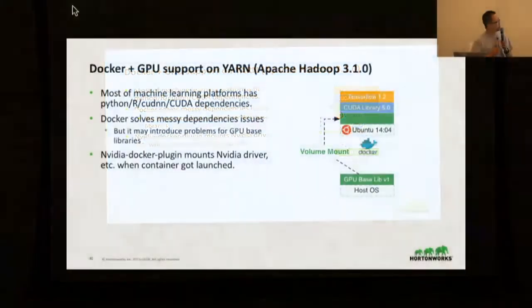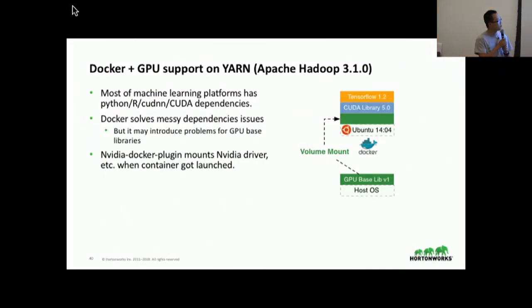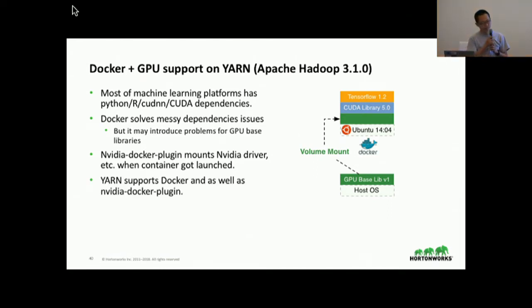So instead, we use the NVIDIA Docker plugin, which will automatically mount the NVIDIA driver, etc., when the container gets launched. Like the picture on the right, in the Docker image you don't have to worry about the GPU driver. The NVIDIA Docker plugin will just mount it to the Docker container when the container is being launched. So this can solve a lot of dependency issues. So for Yarn, we support GPU on Docker isolation by using the NVIDIA Docker plugin.